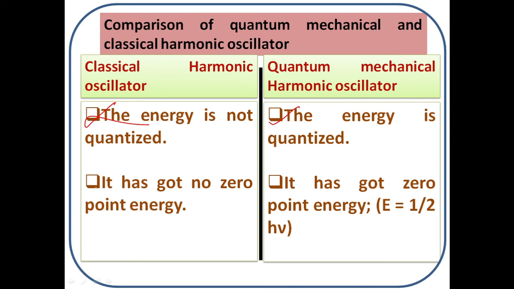Again, we have already seen that in the case of a quantum mechanical harmonic oscillator, there is something called a 0-point energy. That is the energy E0, which corresponds to the wave function psi 0, where we have energy as half h nu, and that is termed the 0-point energy. On the other hand, in the case of a classical harmonic oscillator, there is no such 0-point energy.